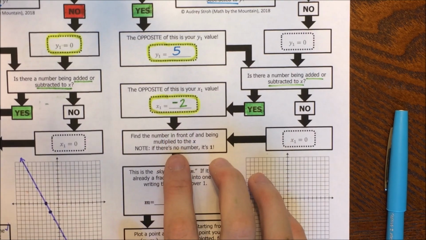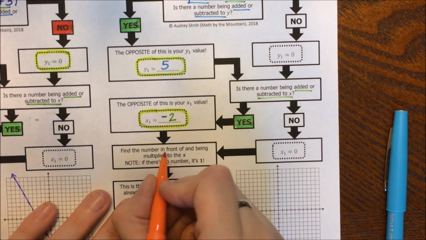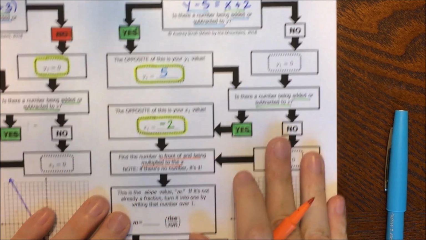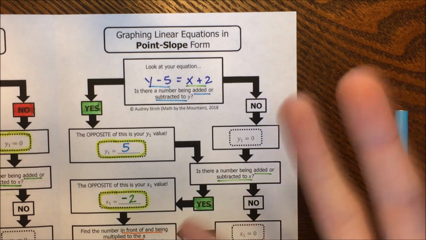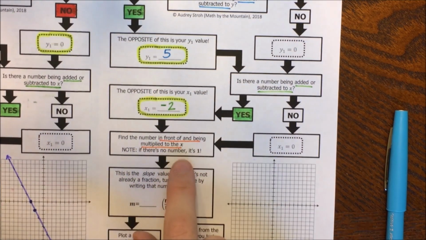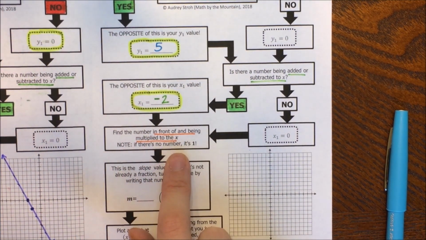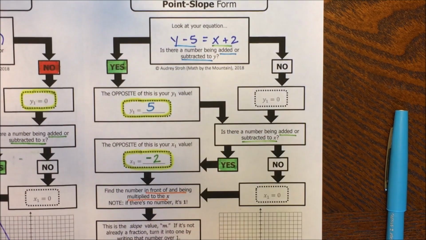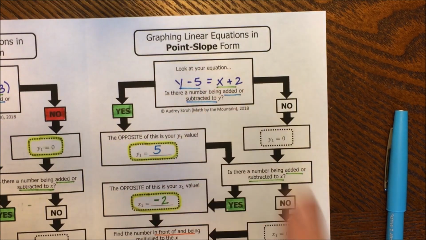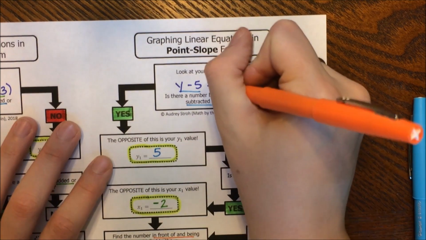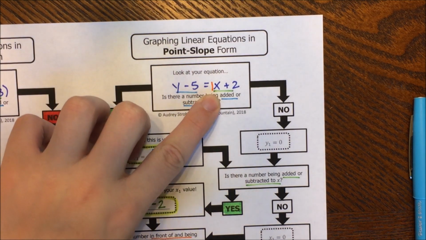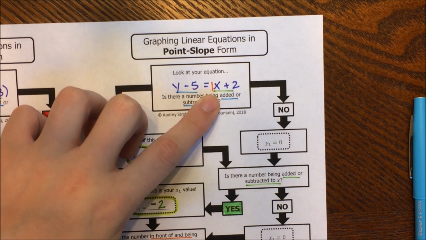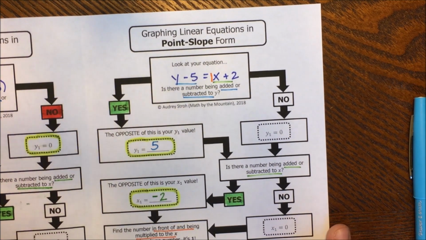Following the flowchart down, find the number in front of and being multiplied to the x. So I'm looking up here, and well, there's nothing there. So we have a nice note included that says, note if there's no number, it's 1. Right? So remember, if we're looking at the x, how many x's do we have? Well, I only see one of them, therefore, there's a hidden 1 in front. Right? But mathematicians tend to be kind of lazy, and we don't write out the 1 unless we really have to. So just because we didn't see it doesn't mean it's not there.